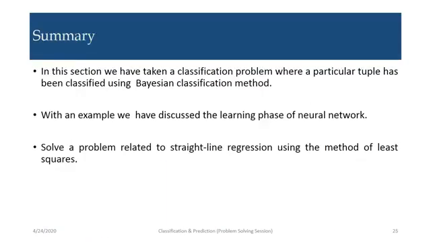And now the summary. In this section we have taken a classification problem where a particular data tuple has been classified using a Bayesian classification method, where we computed P(Ci), the probability of the class attribute, then P(X|Ci), the probability of every attribute of the tuple, and then the class that maximizes P(Ci) into P(X|Ci) will be the class label. In the second one, we have discussed the learning phase of a neural network.